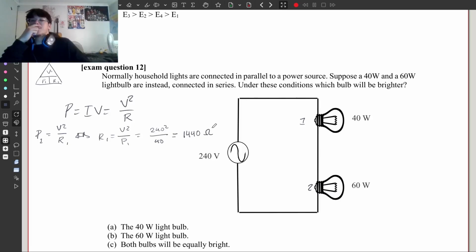which seems wrong. That's so high. V squared on R. The voltage.